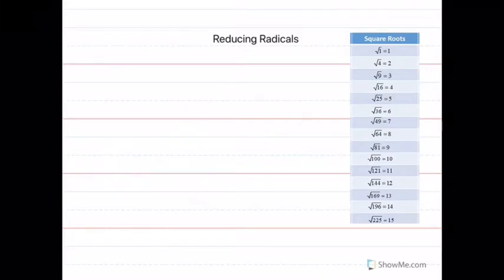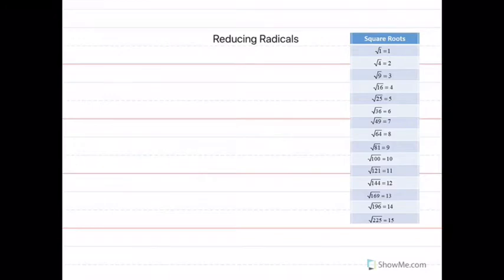So again, you should have these memorized. The square root of 1 is 1, square root of 4 is 2, square root of 9 is 3, square root of 16 is 4, square root of 25 is 5, and so on. Definitely jot those down, and those are ones that you should have memorized. Of course, you can use your calculator to find these square roots, but these should be quick recall. You should know these off the top of your head.